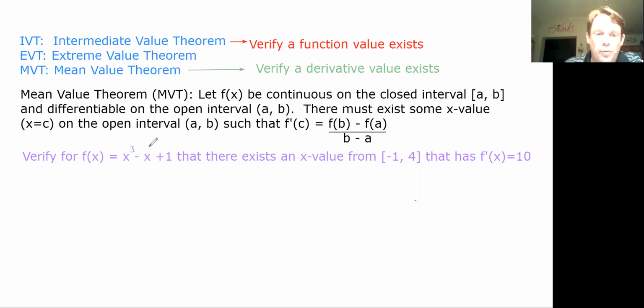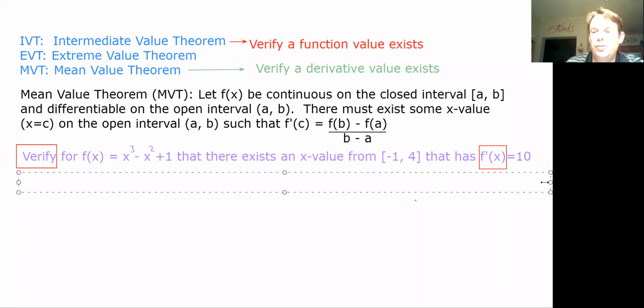And again, how do we know we're doing mean value theorem? We've got our two key phrases here: the phrase verify and derivative. When you're verifying a derivative, it's mean value theorem. It's a polynomial function, just like last time. So therefore, great, we know it's continuous and we know it's differentiable. I can jump right on into it. There's no waiting here. As long as I know that it's differentiable and continuous, I have nothing else I need.